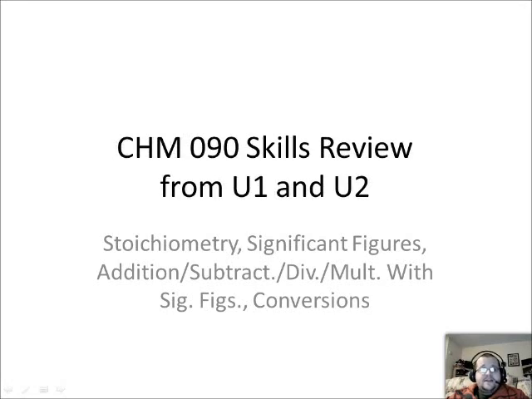Hey everybody, time for some Chemistry 90 skills review. We're going to walk through some of the concepts from Units 1 and 2 just so we make sure we don't get rusty. We've got stoichiometry. We're going to go through significant figures, doing calculations, just basic one-step calculations with significant figures such as addition and subtraction, multiplication and division, and we're going to wrap things up with going through conversions.